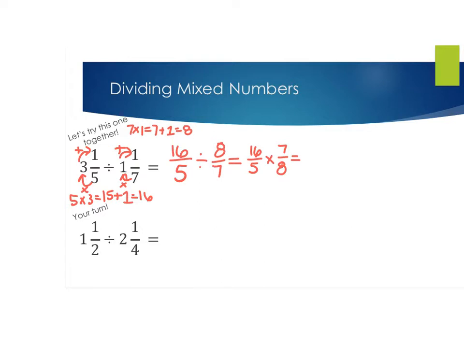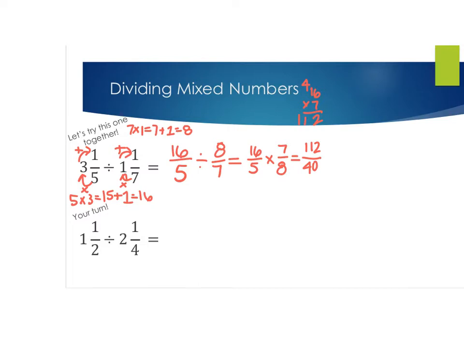So 16 times 7. I have no idea what 16 times 7 is, so I'm going to do it up here. 16 times 7. 7 times 6 is 42. 7 times 1 is 7, plus 4 more is 11. So I got 112. And then 5 times 8 is 40. So now I'm going to try to divide.